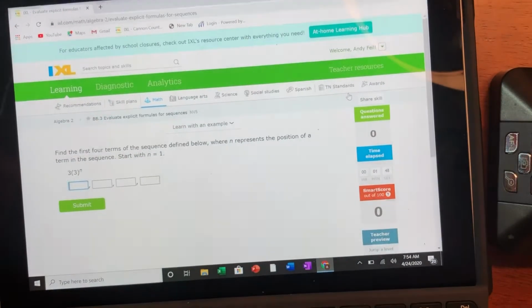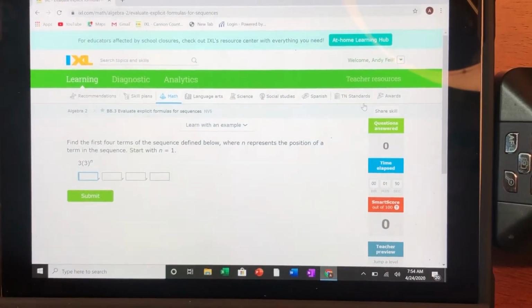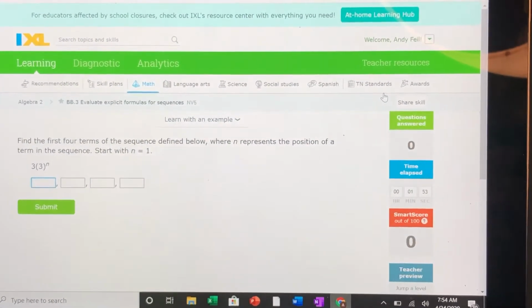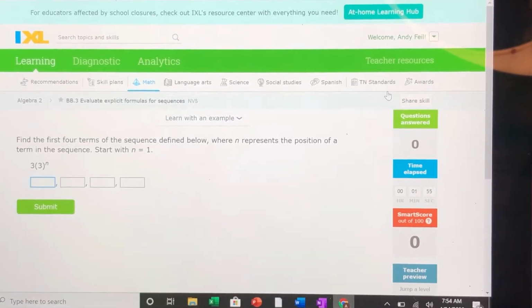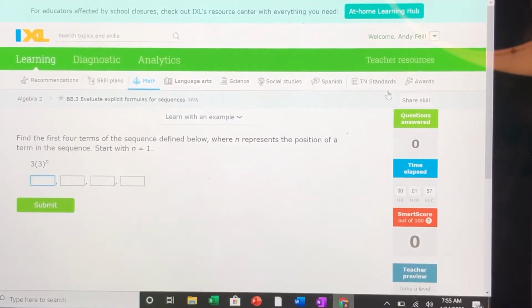That's good. Let's take a look at BB3. I'm just going to bring the computer over here and let's take a look at what they're asking us to find. You're definitely going to need a calculator for this one, so turn on your cell phone and get the Calculate 84 app out because we're going to want to use that. It says we are going to be evaluating explicit formulas for sequences, which sounds complicated, but really that just means we're going to be plugging numbers into a function to find the terms of a sequence.